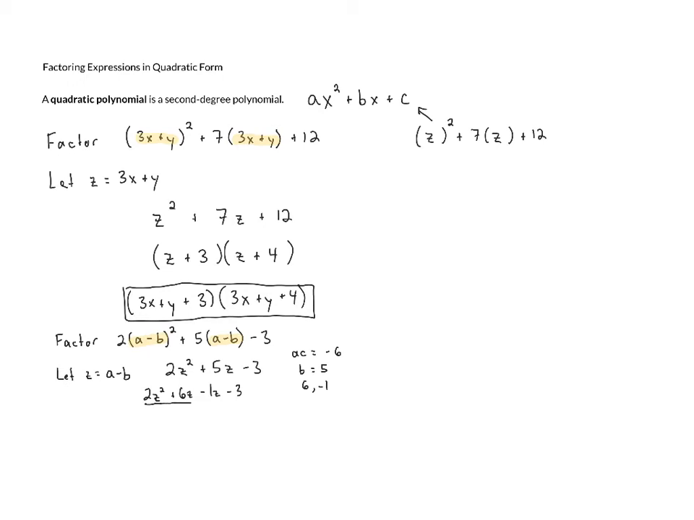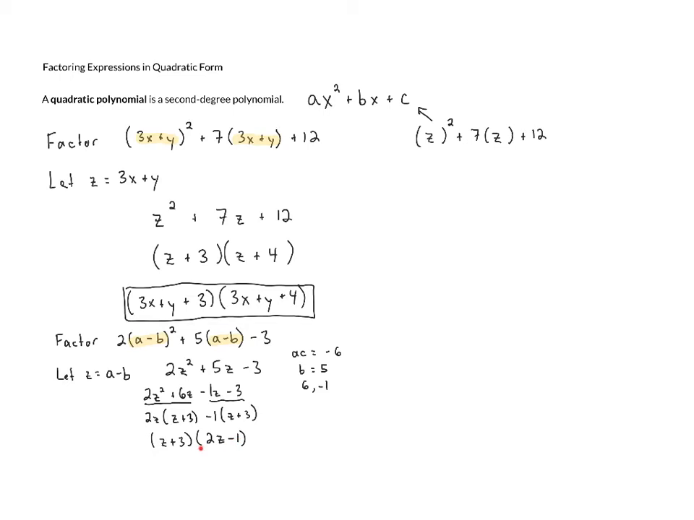In the first group, those two terms share a 2z. So we can pull out 2z, which leaves us with z plus 3. In the second group, we can pull out a negative 1, and that also leaves us with z plus 3. So then the groups have a z plus 3 in common, and the leftovers are 2z minus 1. Now there's one more thing we have to do.